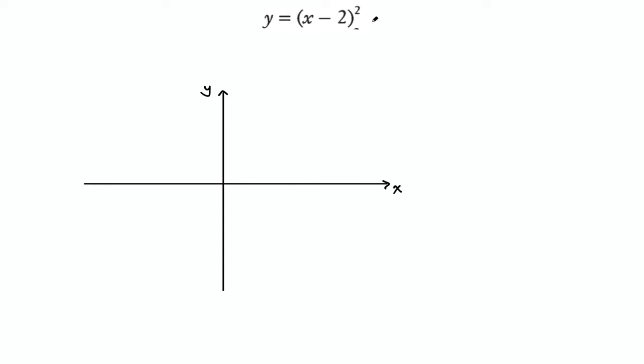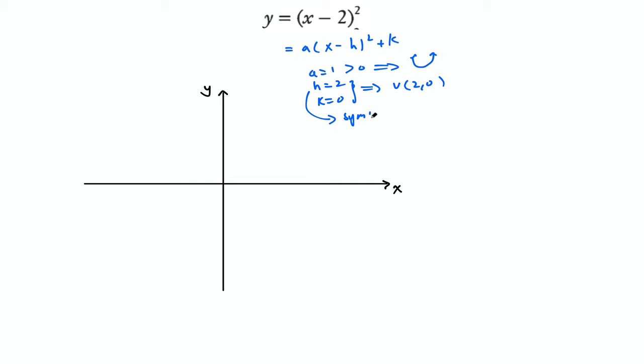All right, so here, we're in the form of a(x - h)^2 + k, where a is 1, h is 2, and k is 0. a is bigger than 0, so we know that the parabola faces upwards. Combining these two, I know that the vertex is going to be at (2, 0), and the axis of symmetry is going to be at x equals h, which is 2.